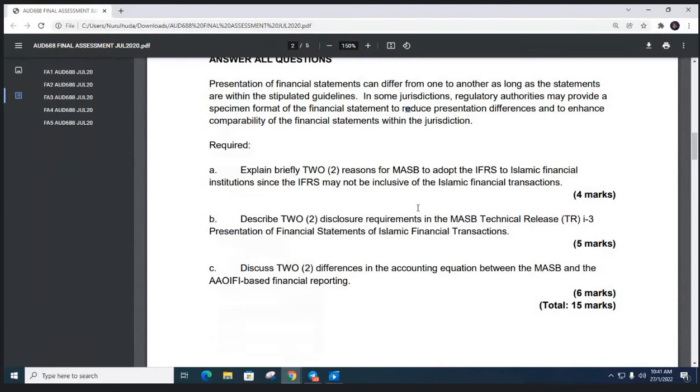Statement yang mana mention about the application of MASB accounting standard, walaupun ianya adalah conventional base, to be applied to Islamic financial institution. Okay. Kalau saya jumpa dalam ni, tak ada. Saya rasa saya dah bagi.